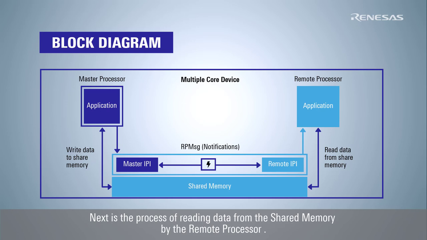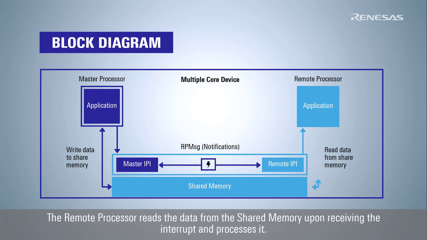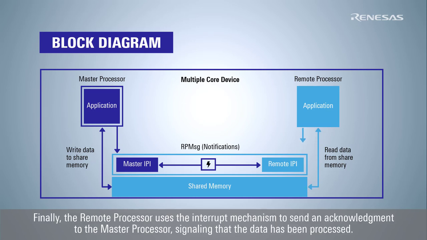Next is the process of reading data from the shared memory by the remote processor. The remote processor reads the data from the shared memory upon receiving the interrupt and processes it. Finally, the remote processor uses the interrupt mechanism to send an acknowledgement to the master processor, signaling that the data has been processed.